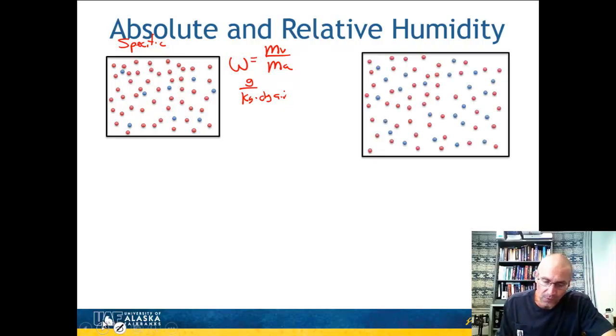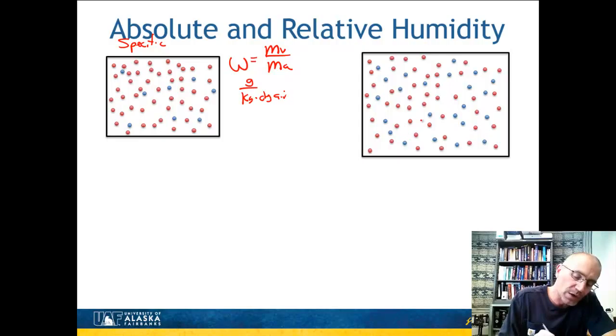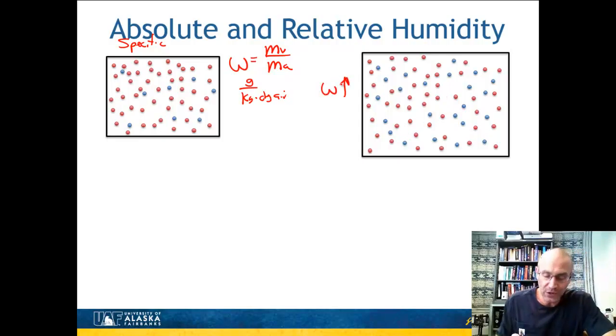Another term that we often talk about is the relative humidity. So first of all, let's imagine now I'm going to add more water molecules, so I've got more blue dots in here. Omega is going to increase because I'm adding more water vapor per the amount of air. But that's going to stop at some point when I've reached the holding capacity. So we can talk about what the holding capacity is.